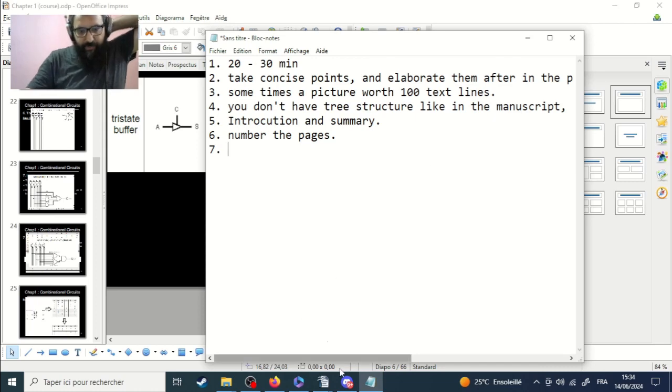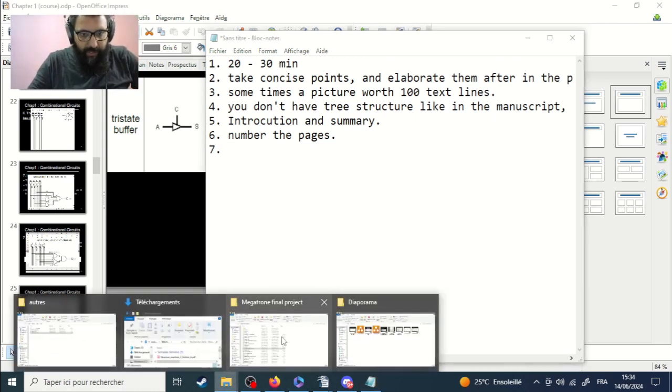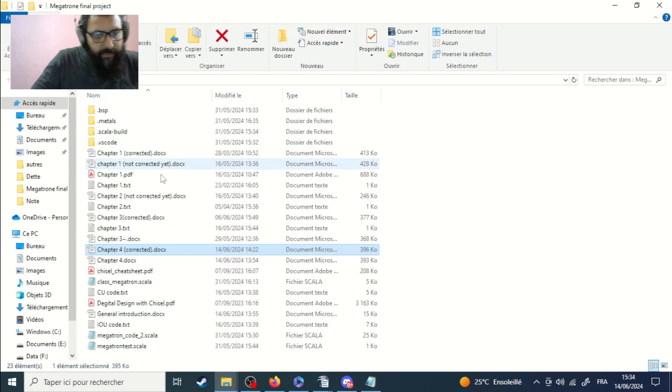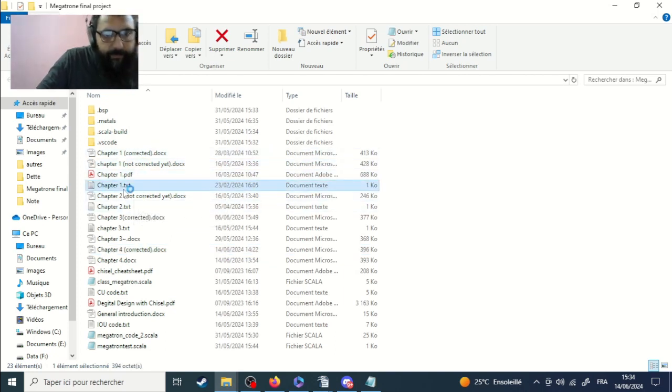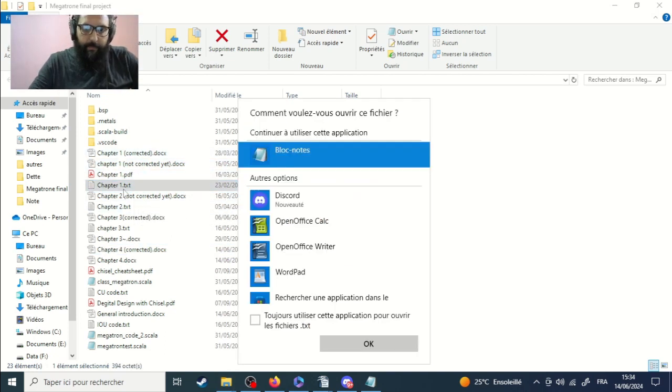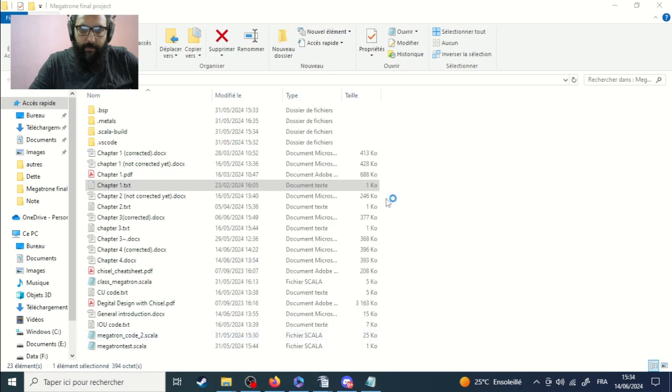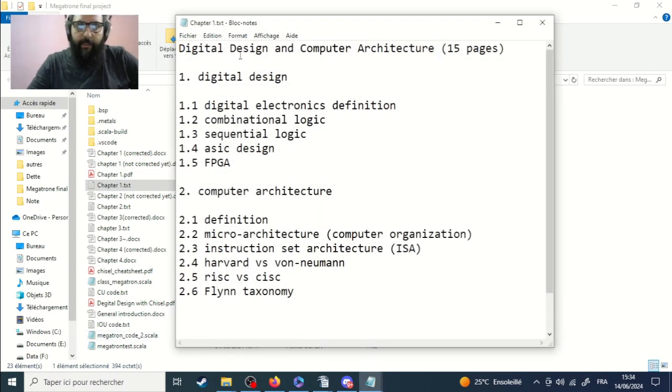I don't remember the structure of the other chapters. It talks about digital design, computer design, and computer architecture. Yes, this is it.